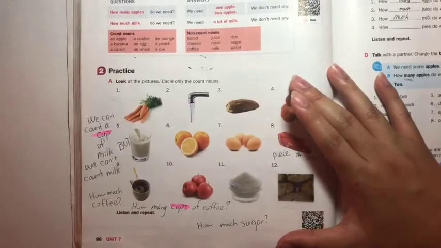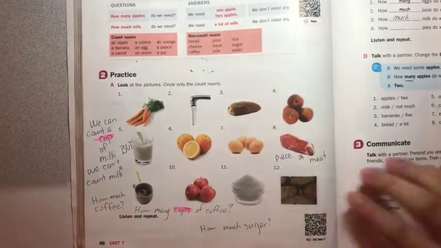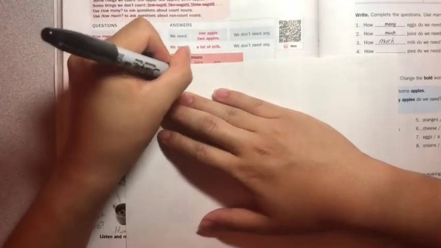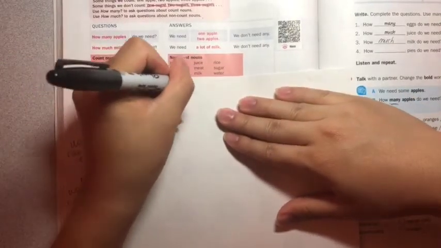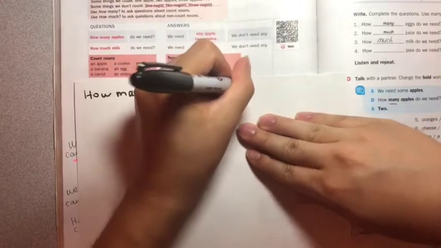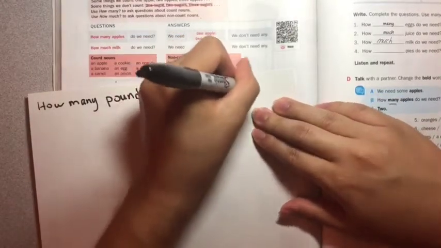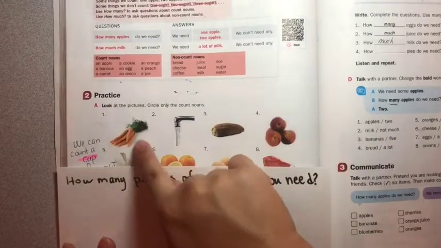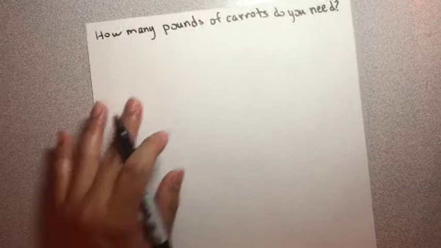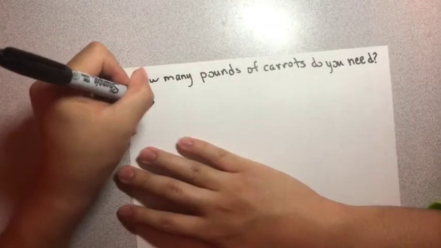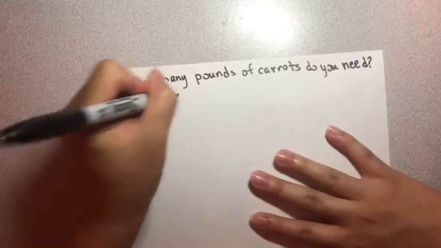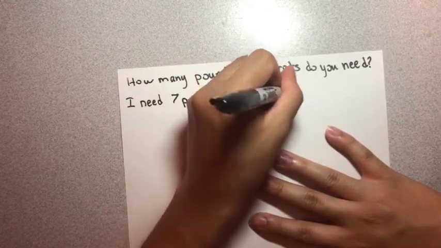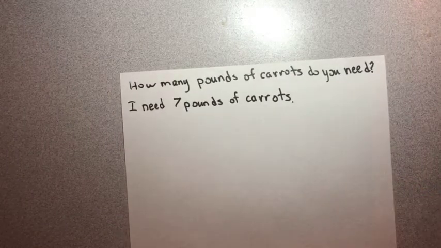Okay, so let's go grocery shopping. Let's say we need carrots. We need a lot of carrots. Let's say, how many pounds of carrots do you need? How many pounds of carrots do you need? We say, I need 7 pounds of carrots. I need 7 pounds of carrots.